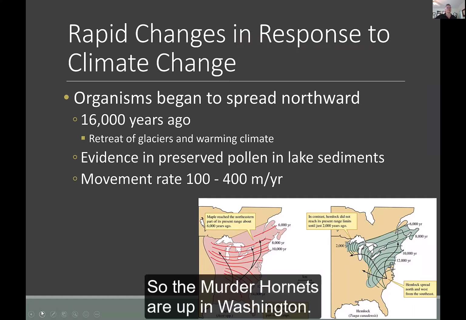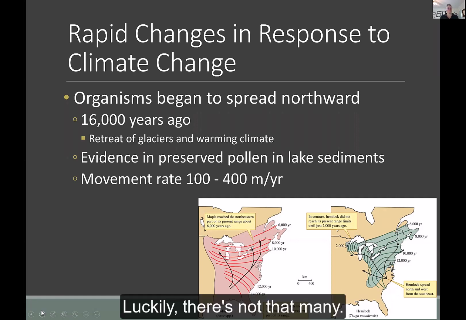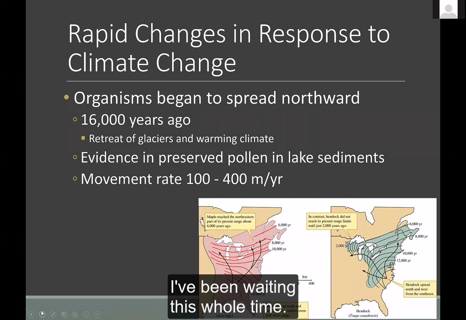So the murder hornets are up in Washington. They are not here. Luckily, there's not that many. Not yet. I would love to find one, but that's just me. Me too. I've been waiting this whole time.